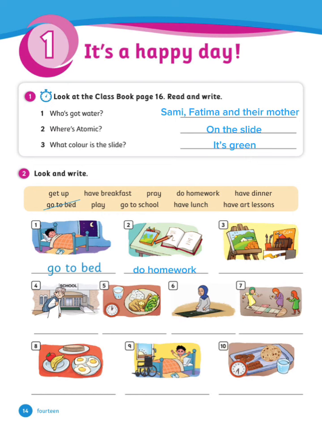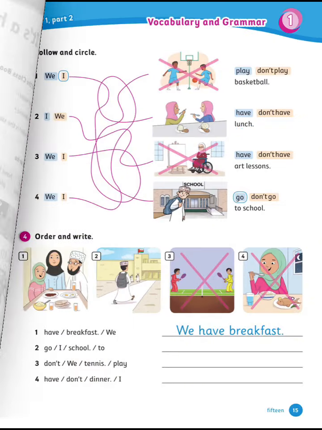Number 3, art lessons. Number 4, go to school. Number 5, have lunch. Number 6, pray. Number 7, play. Number 8, have breakfast. Number 9, get up. Number 10, have dinner.